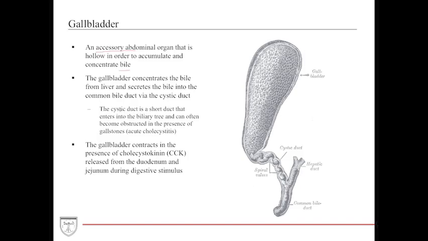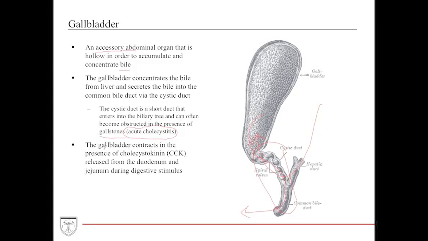The cystic duct, which is right here, is where bile flows from the liver into the gallbladder, and then from the gallbladder back out into the duodenum. The cystic duct is a short duct that enters the biliary tree and can often become obstructed by the presence of gallstones. And as we'll discuss later, it can present as either acute cholecystitis or symptomatic cholelithiasis.